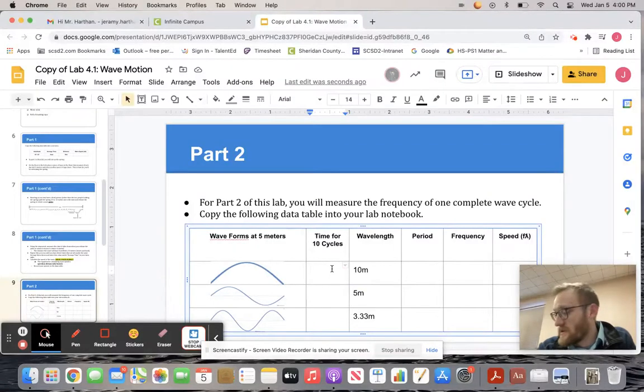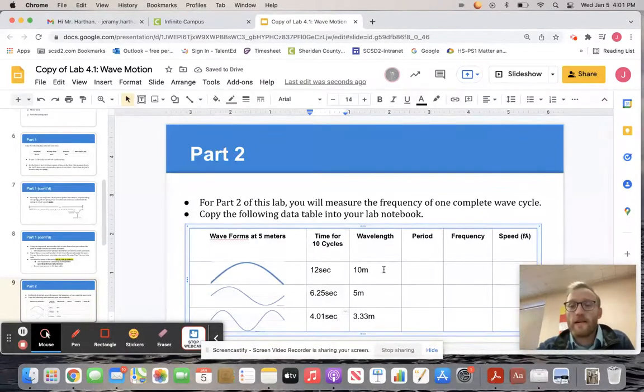When we did this, we timed how long it took to make 10 full complete cycles. We found with the 10 meter wave, it took about 12 seconds, so we can fill that into our data table. For the wave that was 5 meters long, it took about 6.25 seconds. And then finally, the 3.3 meter wave, or the shortest wave, only took 4.01 seconds.